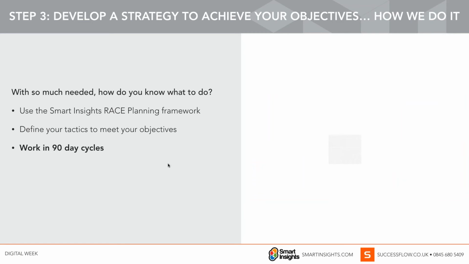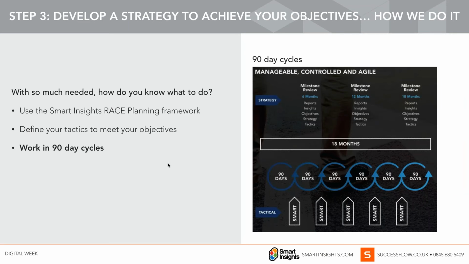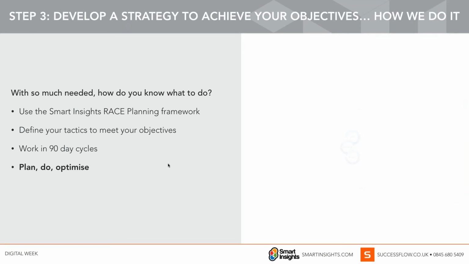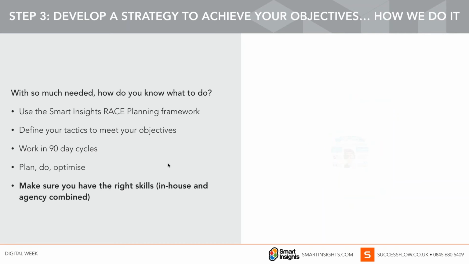Working in 90-day cycles, so you may get a 12, 18-month digital plan. Everybody's slightly different, but we recommend working in these 90-day cycles and looking at the planning of this phase, running that, and then doing some insights and playbacks. Have a session to look back on that 90 days and work out how it's gone and look to optimize. Again, something we're doing at quite a high level here.